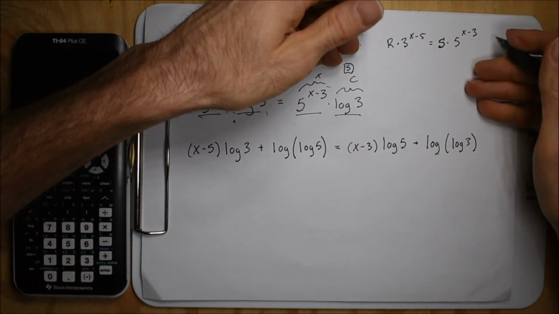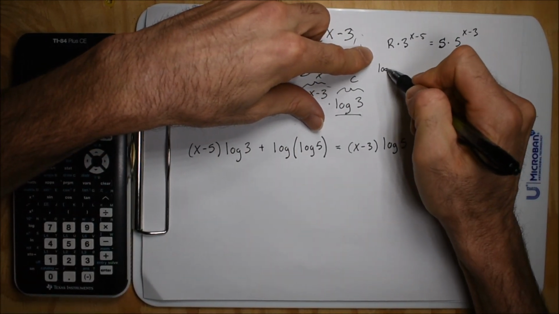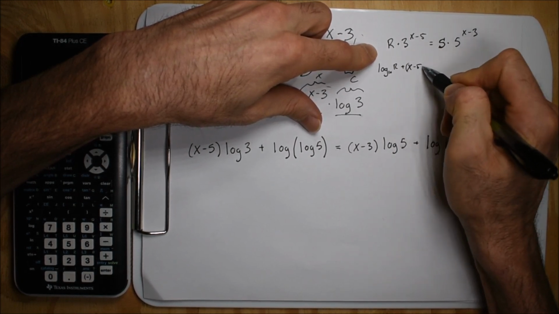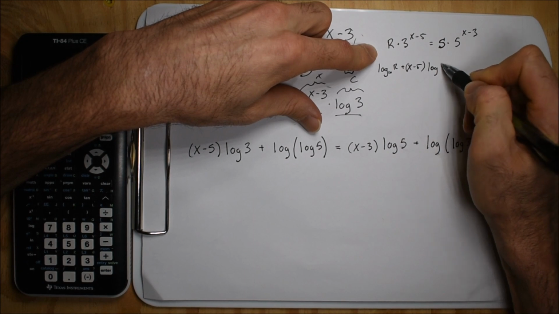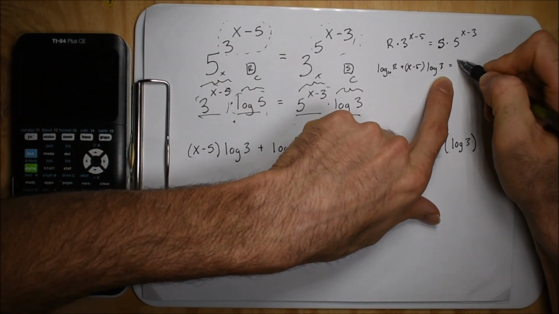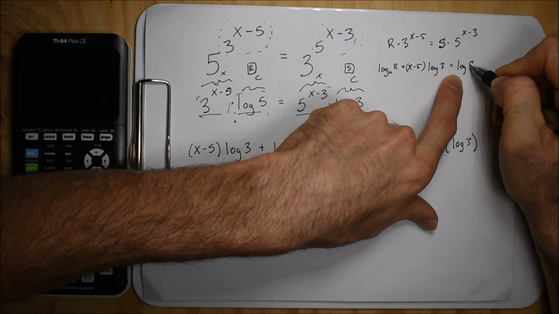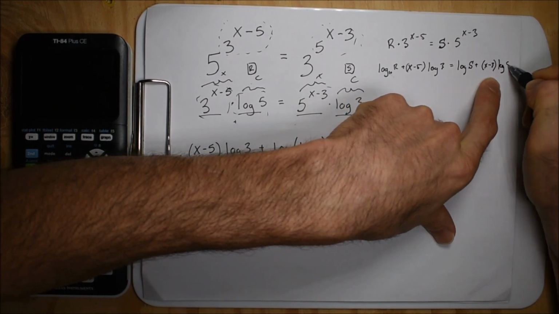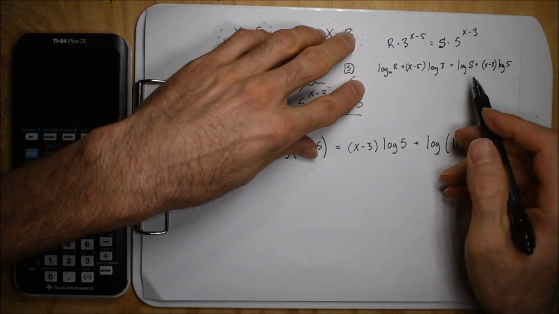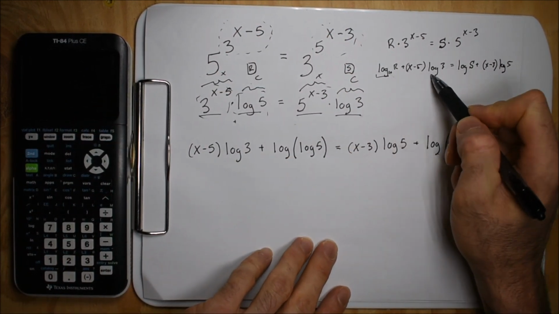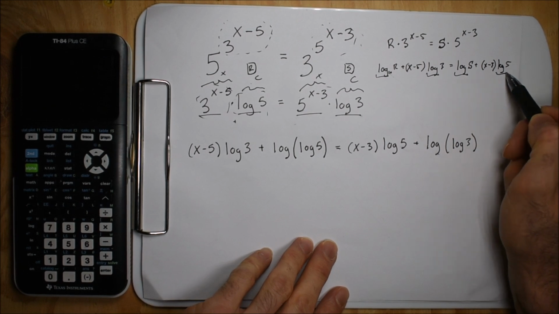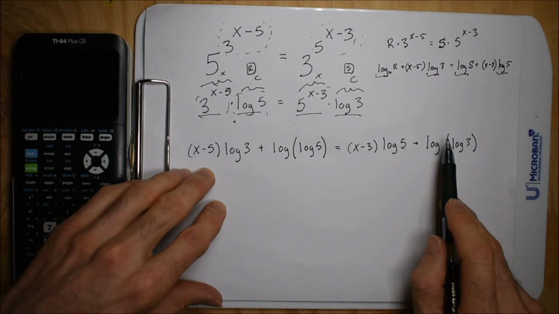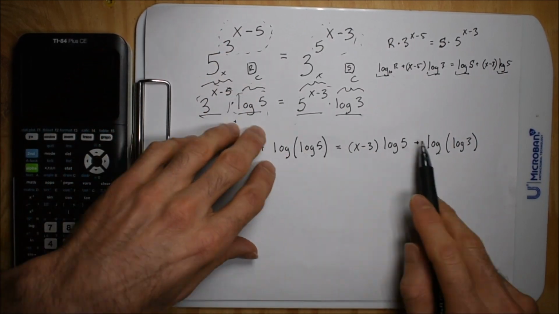Now let's take logs of both sides. So we're going to get log base 10 of r plus x minus 5 in parentheses, log base 10 of 3, is equal to log base 10 of s plus x minus 3 log base 10 of 5. See how right here you see the log 4 times. But here it's 1, 2, 3, 4, 5, 6 because we did it twice here. And it's just a lot of logs.